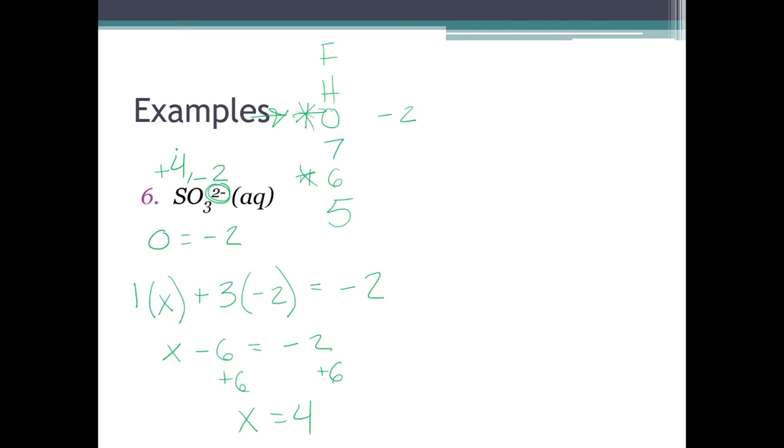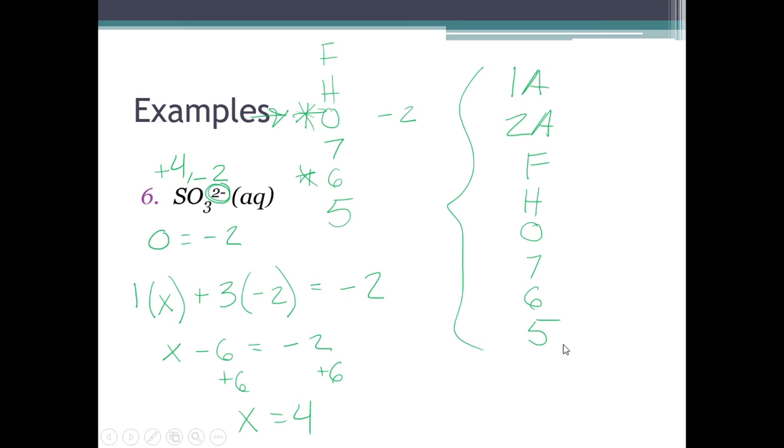And again, this is why it's important to do these in order, because if we had done this the other way around, we would have gotten a completely different answer. Sulfur would have been -2, and oxygen would have been something truly bizarre. So make sure you are following your list of rules. 1A, 2A, fluorine, hydrogen, oxygen, group 7, group 6, group 5. This is your hierarchy of needs here.